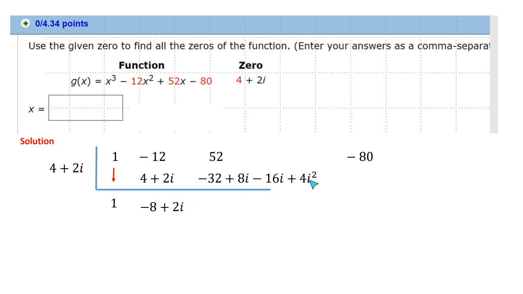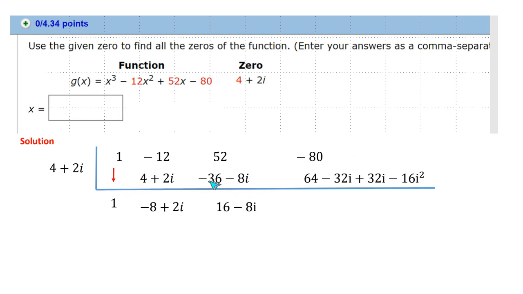We know that i squared is equal to negative 1. So we have negative 32. i squared is negative 1, so times 4 would be negative 4, plus the negative 32 is negative 36. Then 8i minus 16i gives us a negative 8i. So we simplify and end up with negative 36 minus 8i. If we add it to the 52, 52 plus negative 36, we get 16 minus 8i. Then we do the same thing. 4 times 16 is 64. 4 times negative 8i is negative 32i.